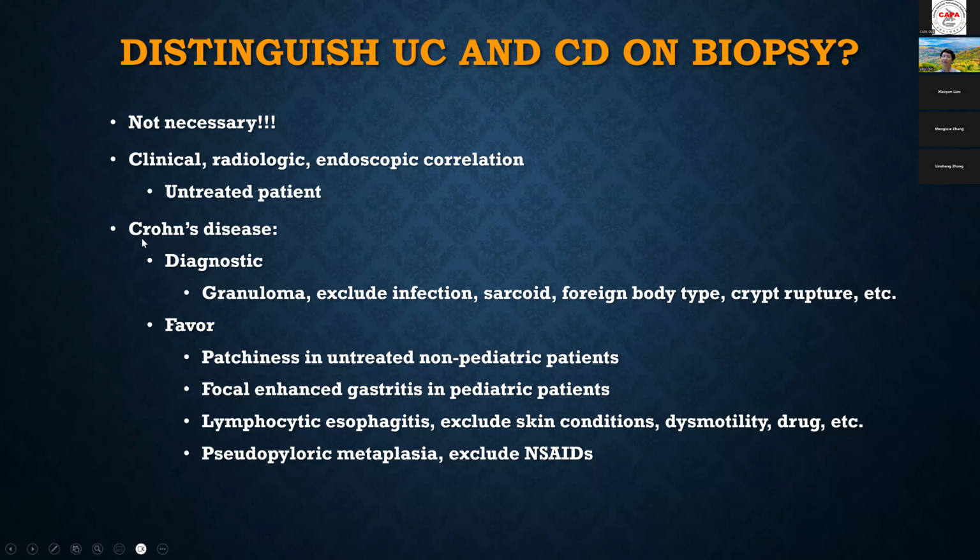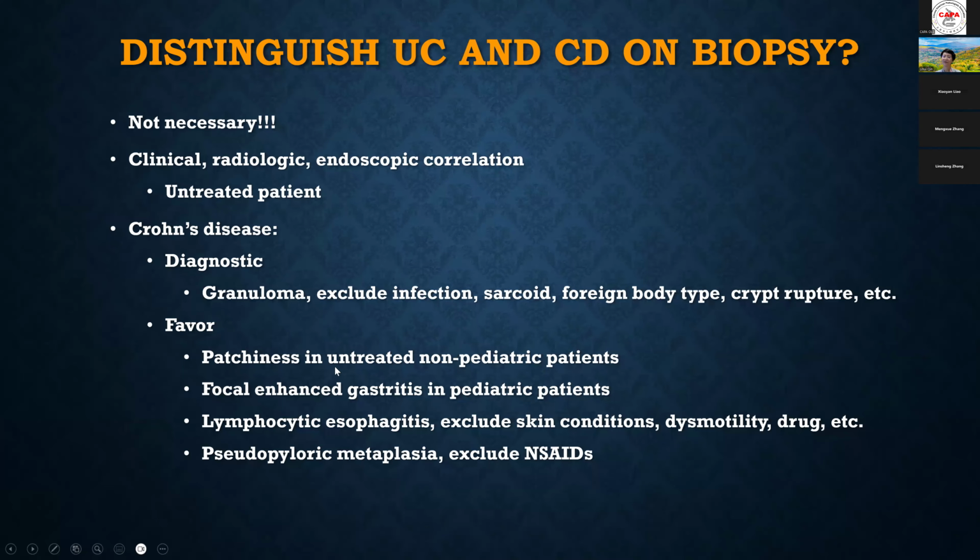Sometimes we can give a hint on biopsy if the patient looks like Crohn's disease. For example, if we see granuloma, but of course, granuloma has different kinds. We have to rule out the infectious kind of granuloma, sarcoidosis, foreign body type, and crypt rupture. If we can exclude that and we see a granuloma typical of Crohn's disease, we can make a diagnosis of Crohn's disease, right? If we do not see granuloma and we see the following, we can say we favor it, if I have to make a choice, right?